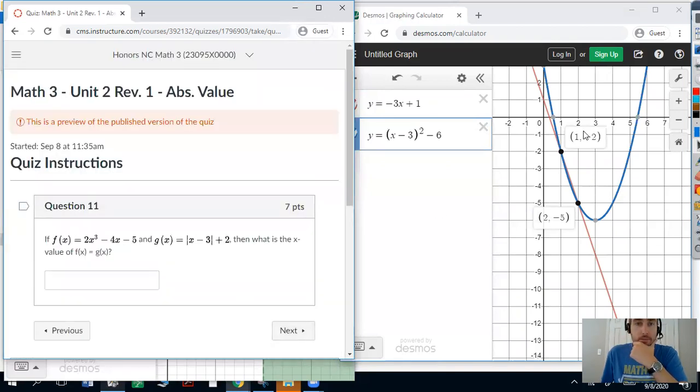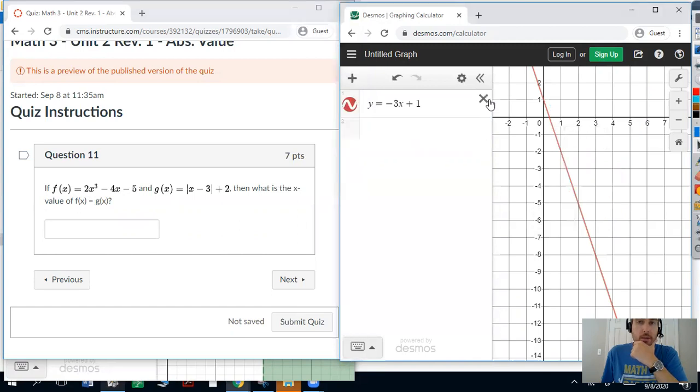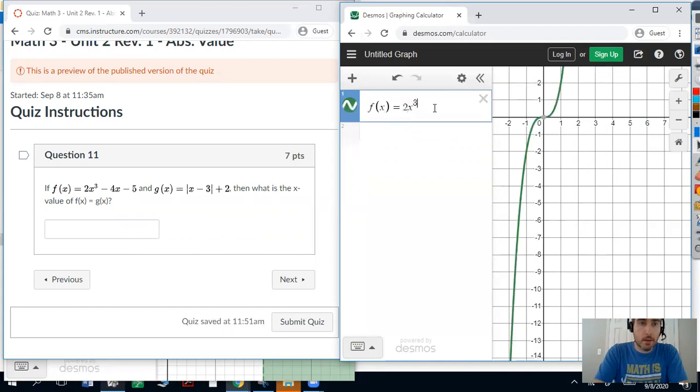Number 11. If f of x equals 2x cubed minus 4x minus 5 and g of x equals absolute value of x minus 3 plus 2, what's the x value of f of x equals g of x? You can do shift 6 to get that third power up there.